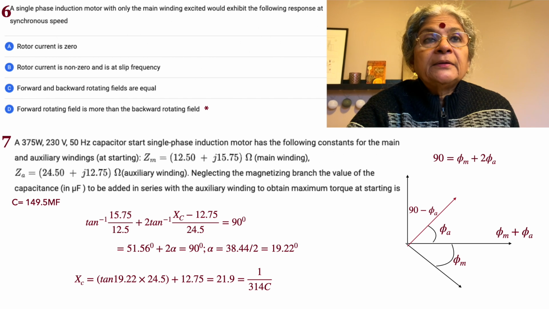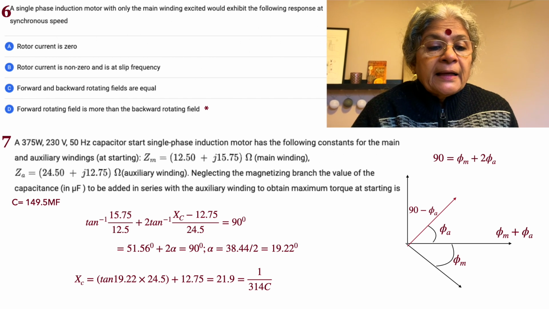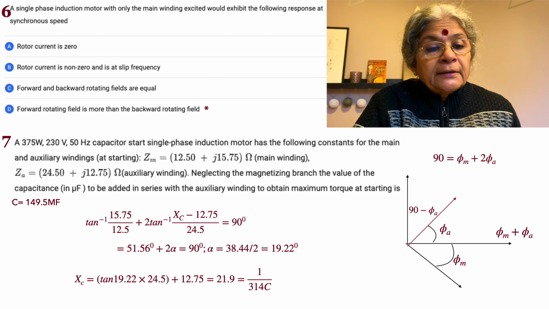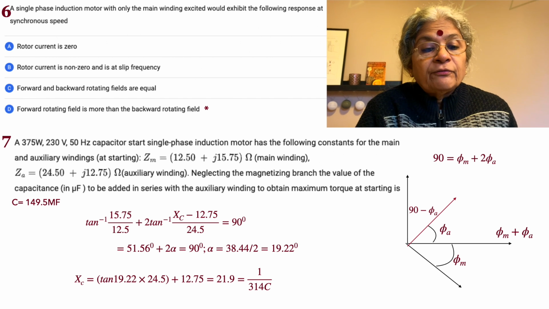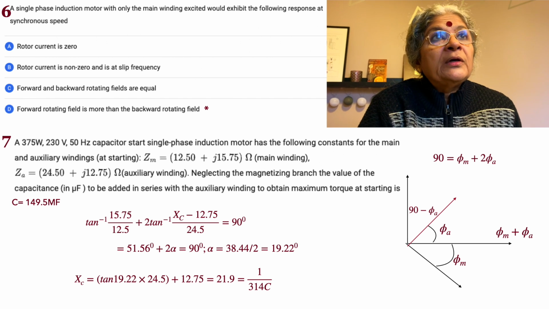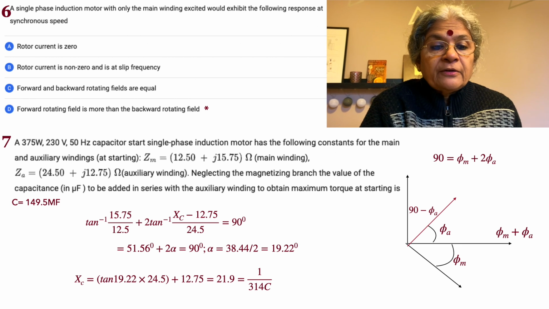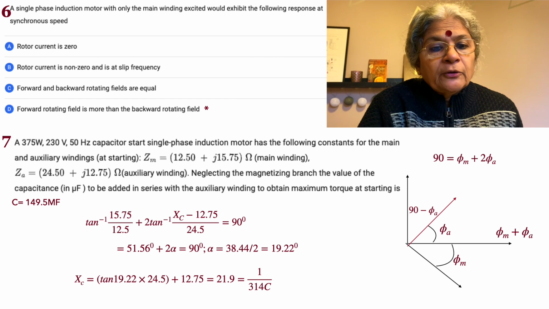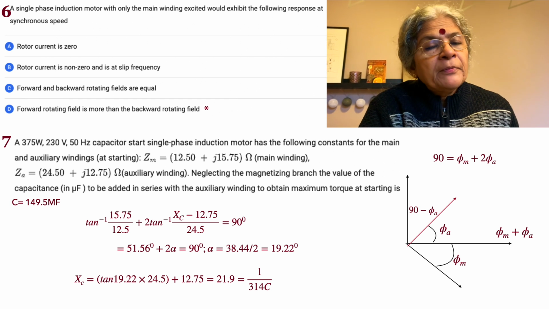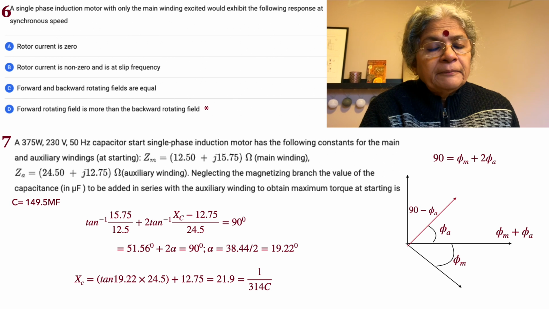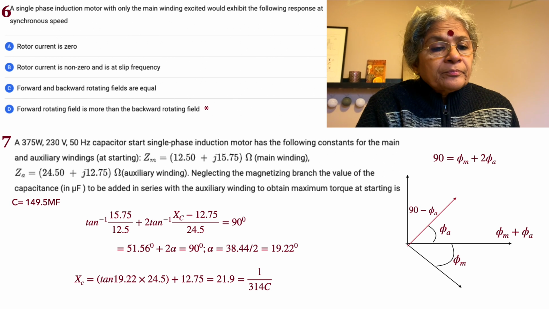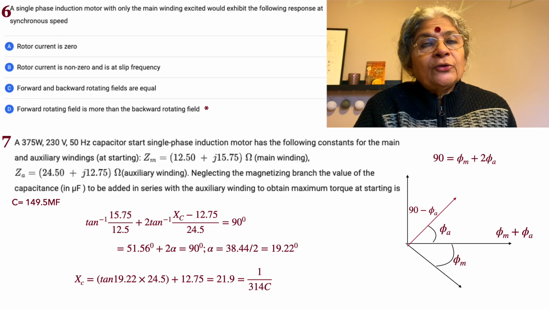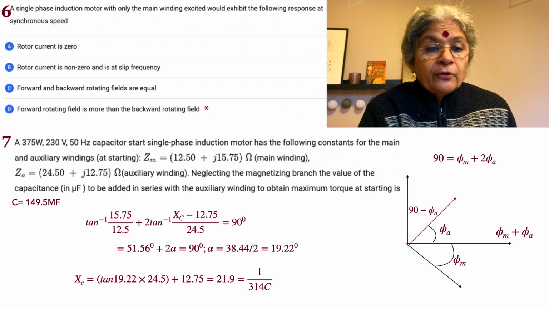Okay, so phi m is the angle of the main winding, which can be obtained by tan inverse of 15.75 by 12.5, and phi a can be obtained by another tan inverse of 12.75 by 24.5. But of course, we also have a capacitance, so Xc minus 12.75, that is going to be the reactive component there, divided by 24.5, should be equal to tan of 90 degrees. So only one unknown is there, which is Xc, which can be found out as equal to 149.5. Xc can be obtained, and it's a 50 hertz machine, so we can have omega equal to 314. So you put them all together and you see that C is equal to 149.5 microfarad as is obtained.